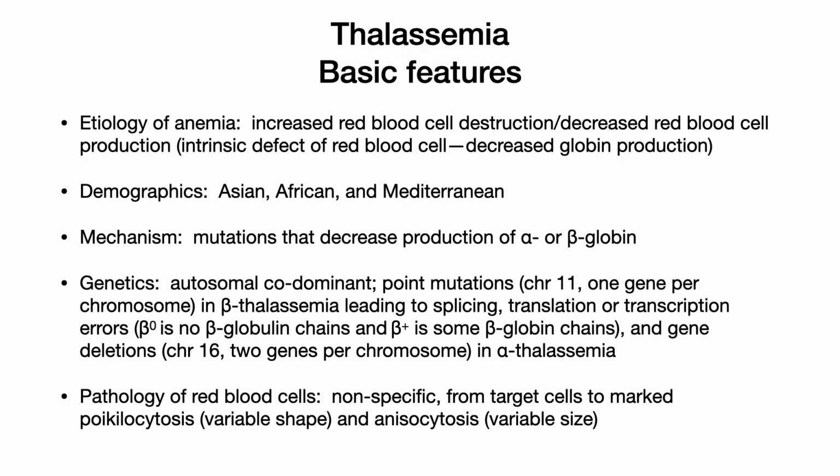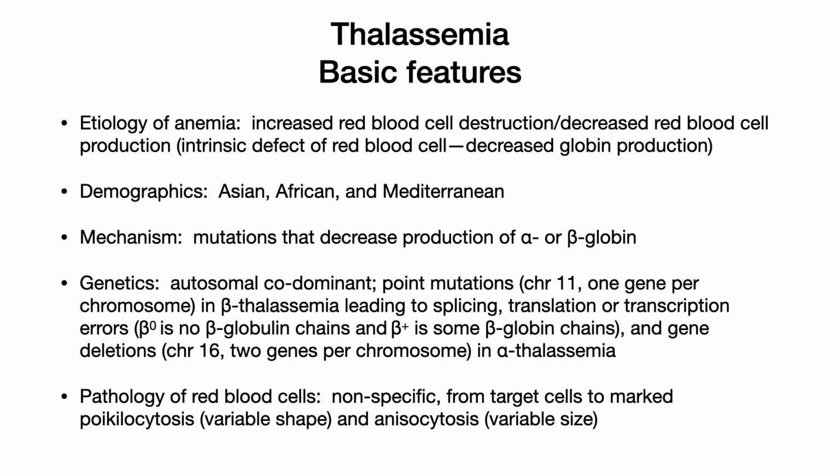Demographics, this is found mostly in Asian, African, Mediterranean populations. And then mechanisms, unlike with sickle cell, it's not a mutation, but it's actually decreased production of the entire globin chain. So either alpha in alpha thalassemia or beta in beta thalassemia. It's a codominant mutation. The point mutations are on chromosome 11 for beta thalassemia. And what it does is a mutation that leads to the abnormal splicing, abnormal translation, or abnormal transcription.